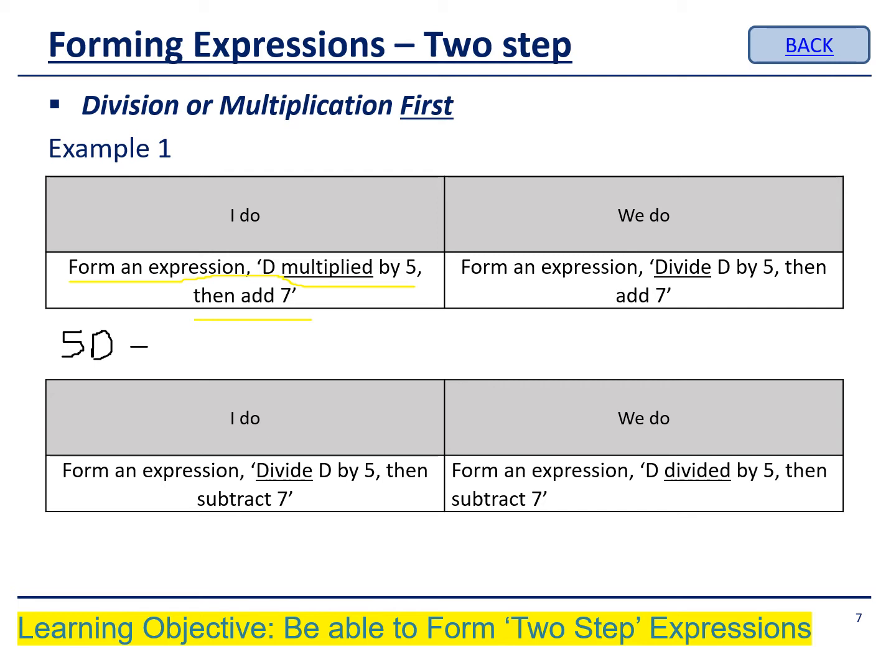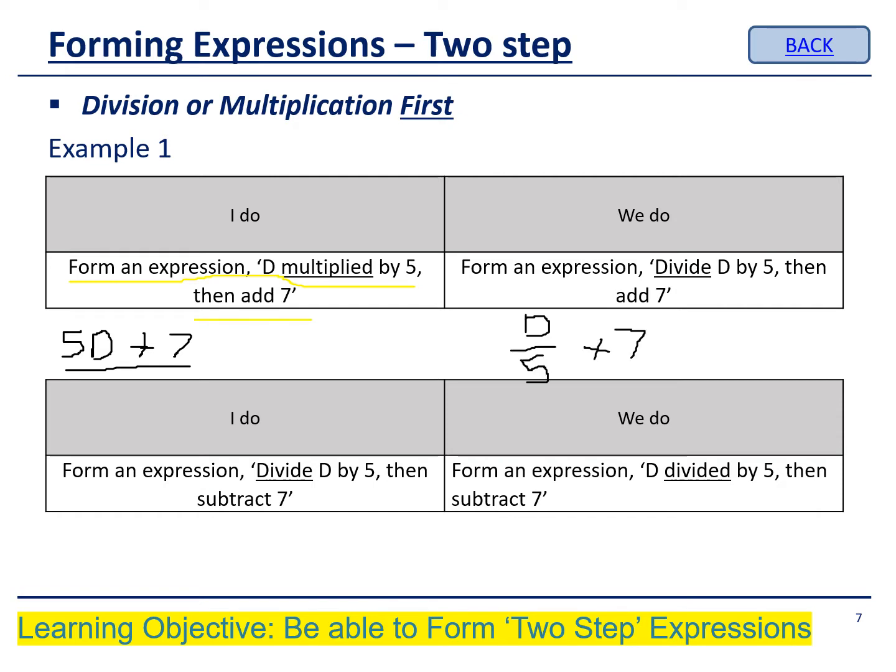And then the second part, or shall I say step, sorry. So first step, second step, 5d, meaning 5 multiplied by d. That was d multiplied by 5, and then add 7. And that would be our two-step expression here. Okay, pause the video, have a go at the we do. Remember to read these questions carefully. Division or multiplication must come first, so there's a nice big clue.